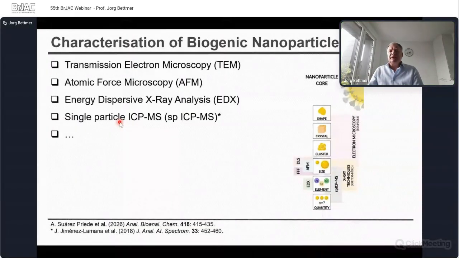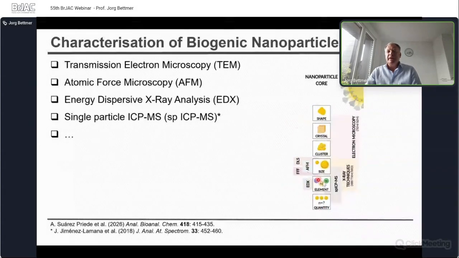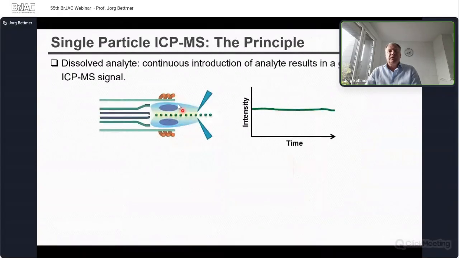The information you would like to gain out of it is basically the shape of the material, the size, which elements are involved, and of course the quantity. I won't talk about the quantity today, but a little bit about the shape and the size and the elemental composition of particles. And I will focus in this webinar on the use of single particle ICP-MS. In order to give you an overview of how it works, I will show you the basic principle.